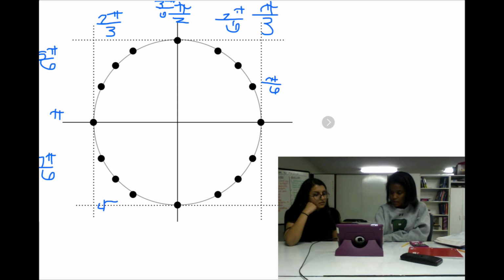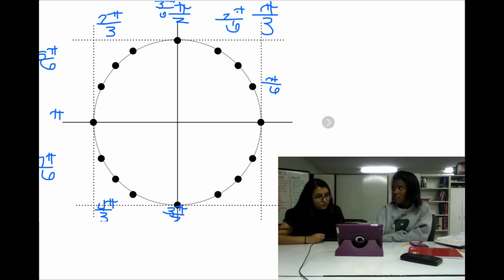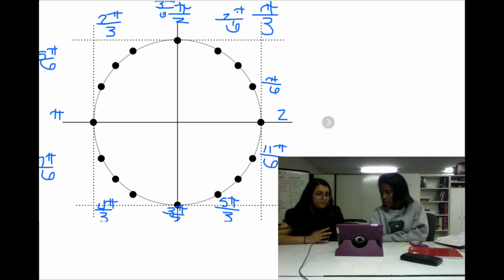And then 9 pi over 6 reduces, so it'd be 3 pi over 2. And then that's 10 pi over 6, so it'd be 5 pi over 3. And then 11 pi over 6, which does not reduce. And then this is 12 pi over 6, which is 2 pi. That's correct.